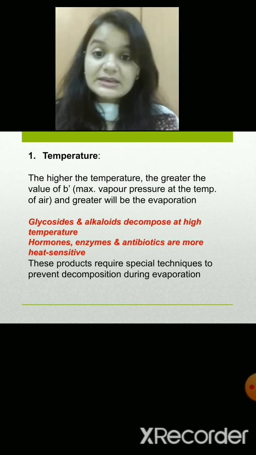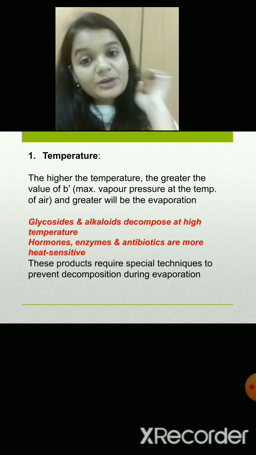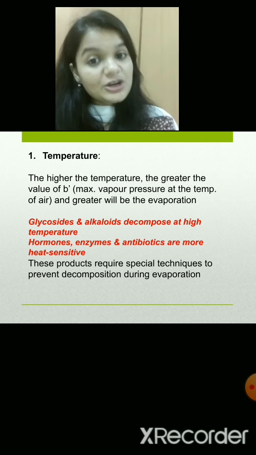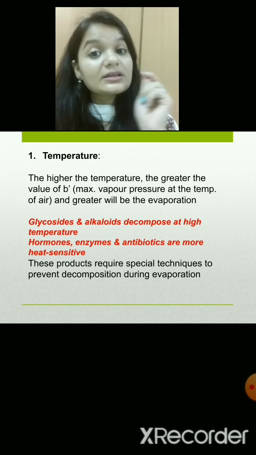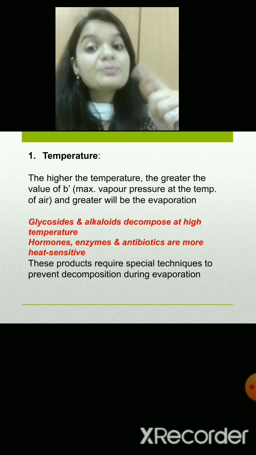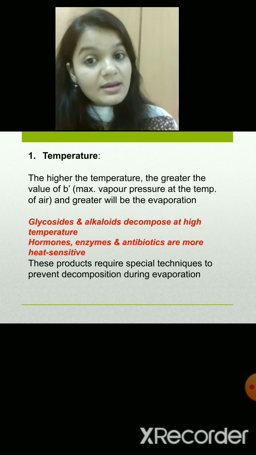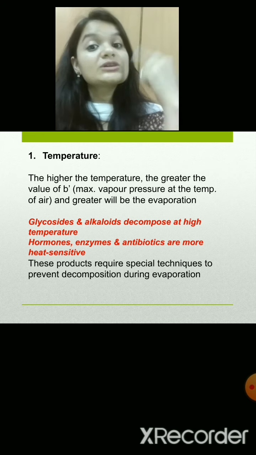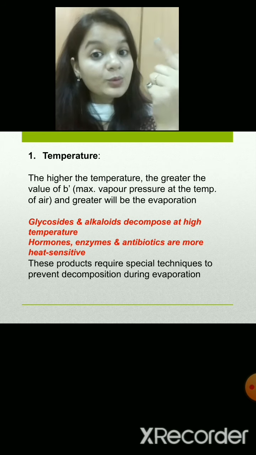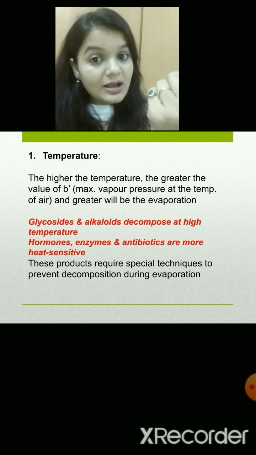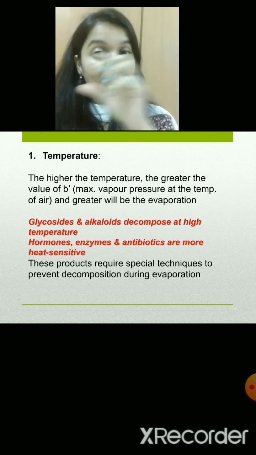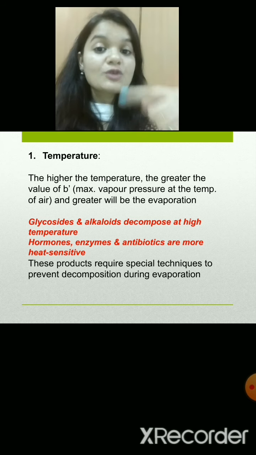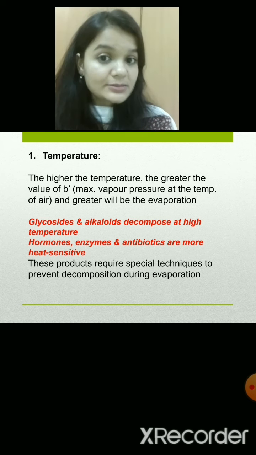Now firstly, temperature. Temperature has a direct relationship with the vapor pressure. So if the temperature is high, the vapor pressure will be high. Why? Because the high kinetic energy molecules will move towards the surface and will pass to the vapor phase, right? So the vapor pressure above the liquid will increase, and because of that the process of evaporation will also increase.